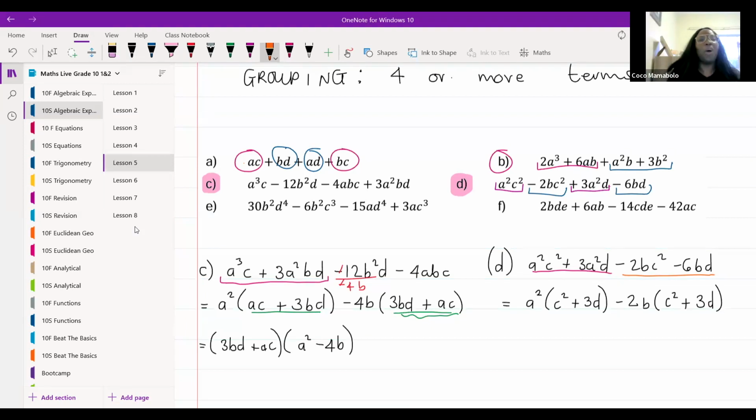Just a work of art. Finish up, my sweetie. Finish up for me. And then you say a squared minus 2b in one bracket, and then the next bracket will be c squared plus 3d.